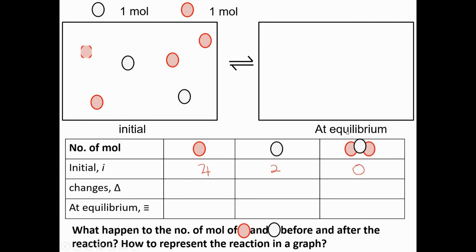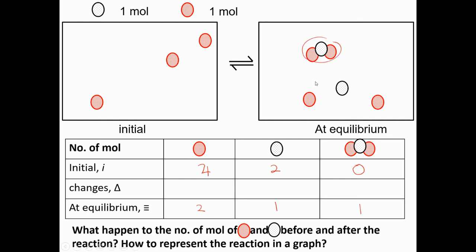After that, we can see that it changed to, at equilibrium, only 2 moles of red atom left, 1 mole of white atom left, and then we have 1 mole of product formed.